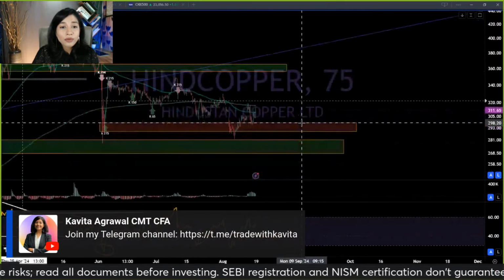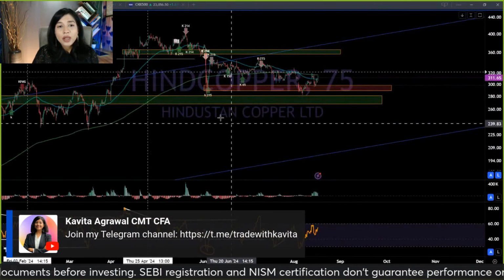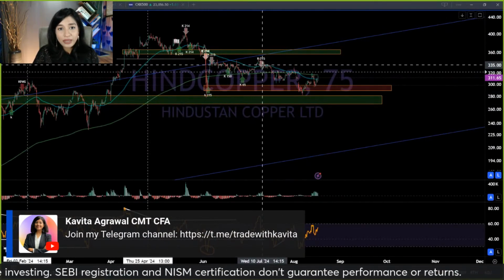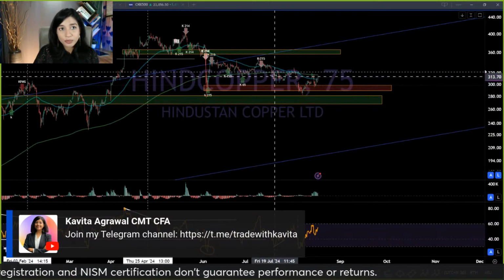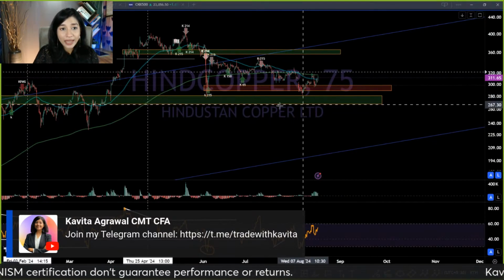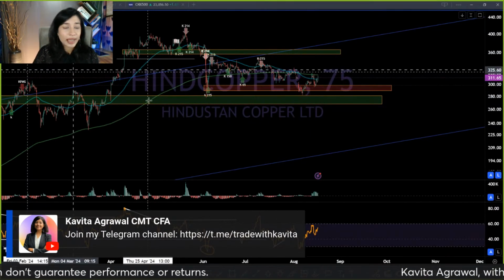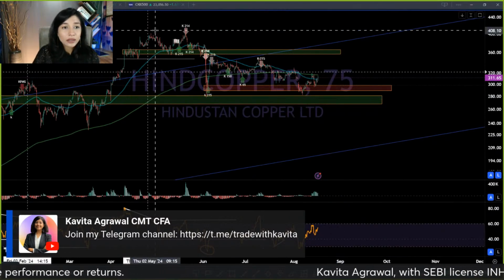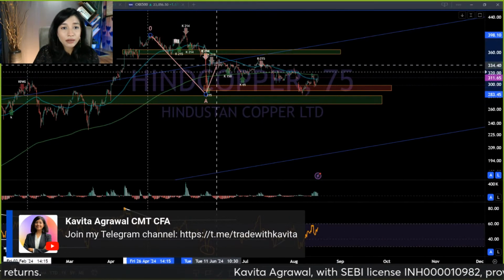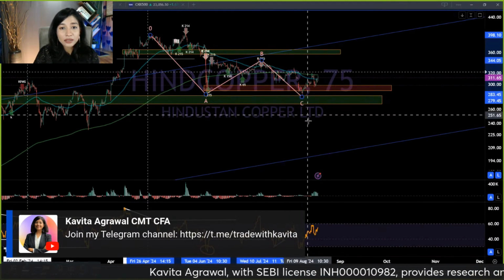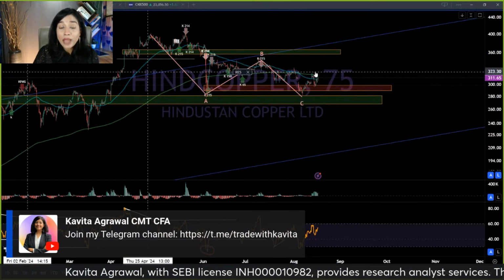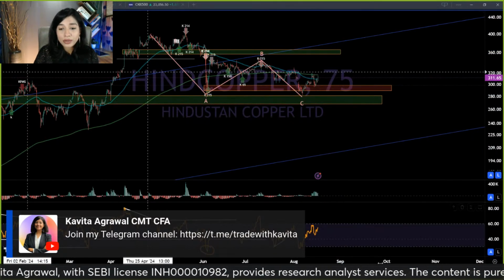So from a fresh entry perspective, I don't think this is wave B. This could potentially, Sanjay ji, be wave C of the Elliott wave correction. So this looks like the entire correction, and this would be my count A, B, and C. This has the potential to be a fresh rally.